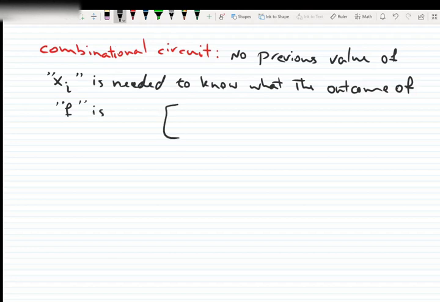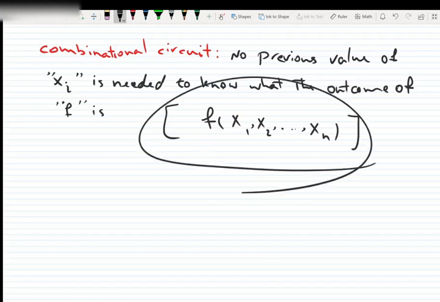In this function, for example, it's a function of different variables x1, x2, up to xn. So we don't need to know any previous values of variables to determine the output.